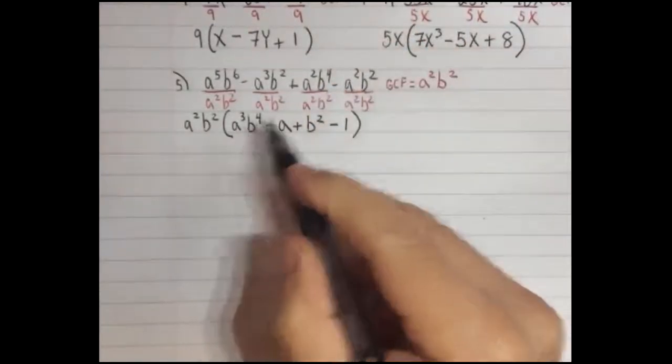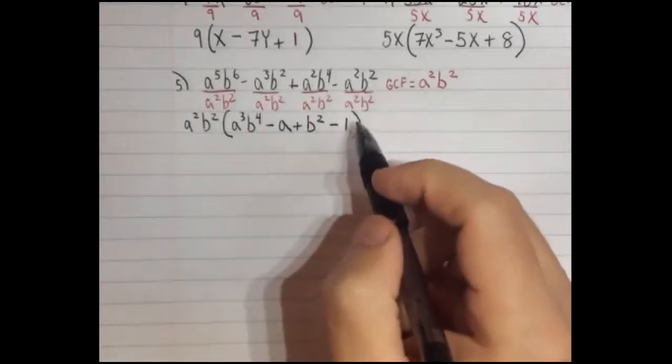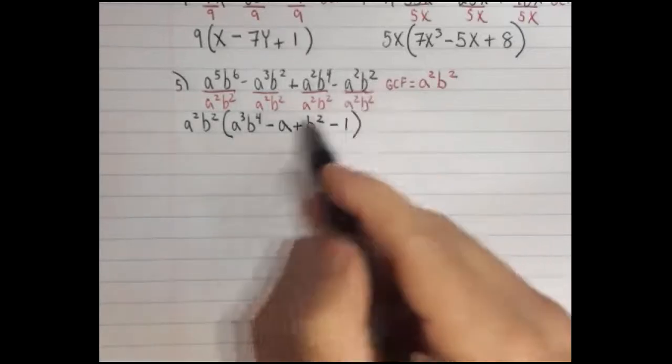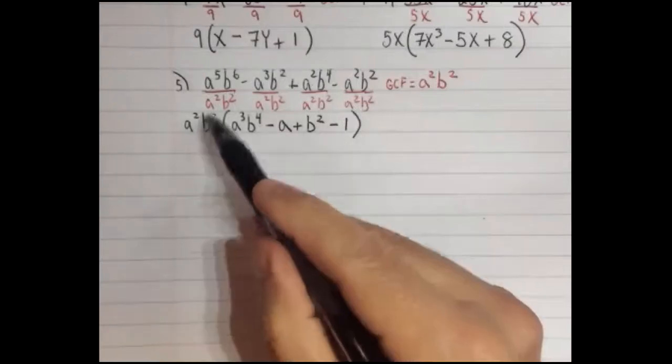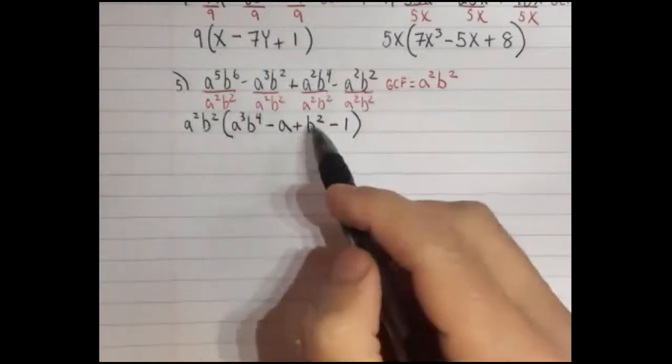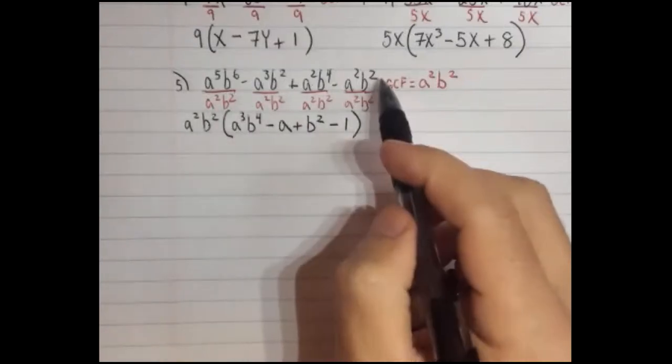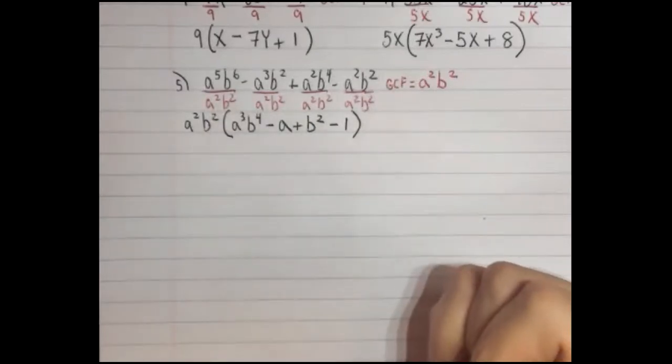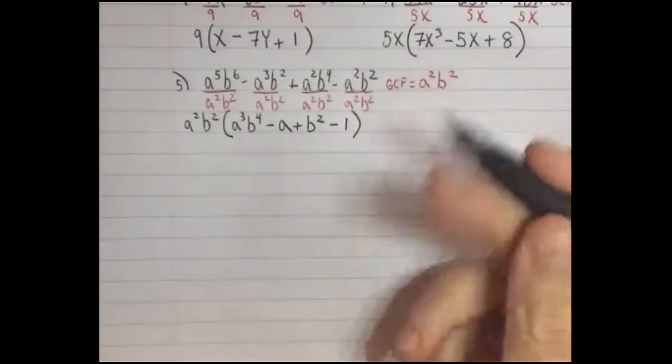Again, when I distribute back in, when I get to this last one, if I don't have anything there, how am I going to get A squared, B squared? That's why I need that 1 there. So again, you can always check it: put everything back in, and it'll take you right back to the original problem.